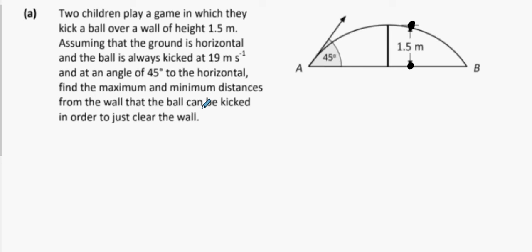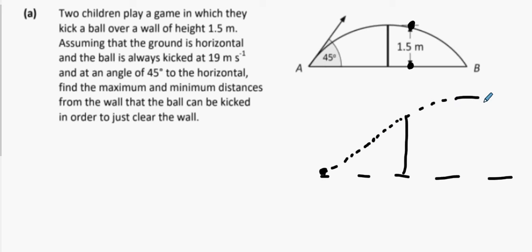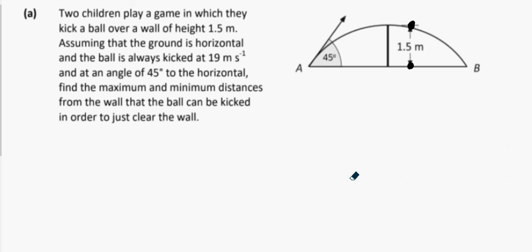If you imagine you're kicking the ball, and there's a wall. You can clear the wall on the way up, or you can clear the wall on the way down. So there's two ways of clearing the wall. That's where the maximum and minimum distances come in. This is a good old question. Just need to expose yourself to as many of these random questions as you can.